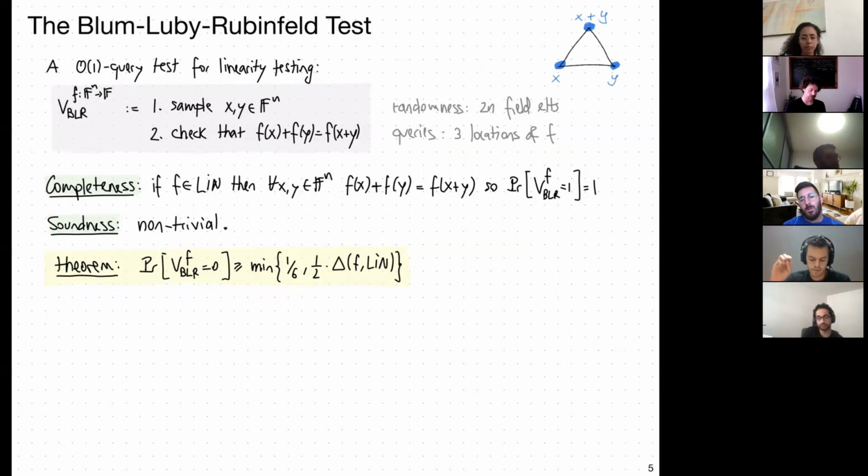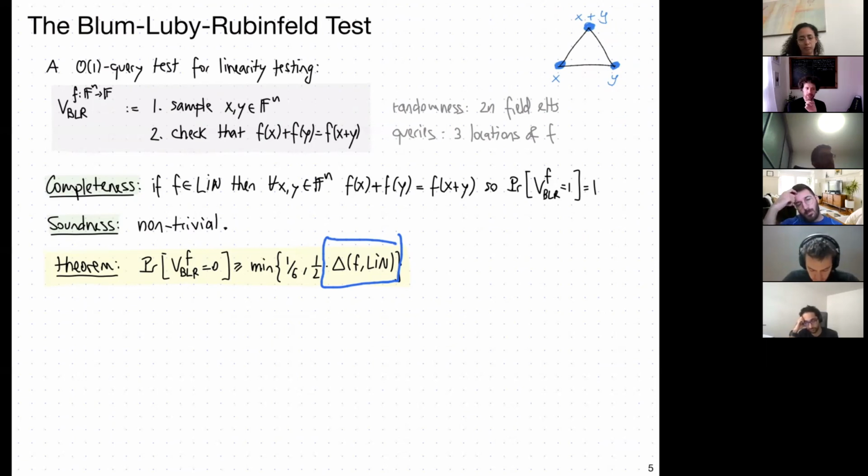I want to first encourage you to completely ignore the constant. That's not the point. That's the main term. What I want to say is that the probability that we will reject is closely related to the distance of the function from being linear.